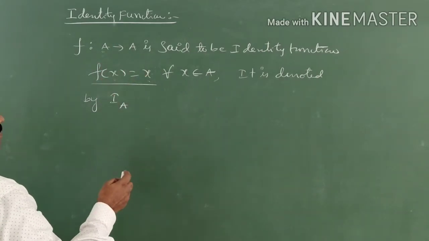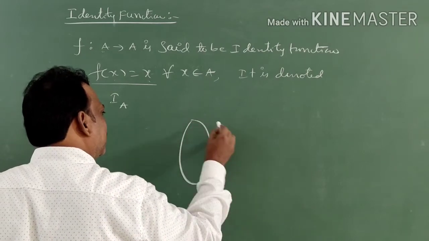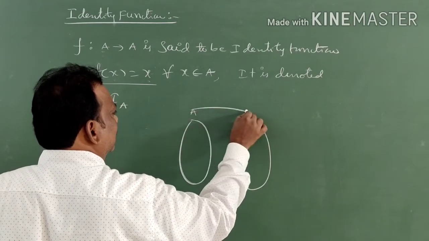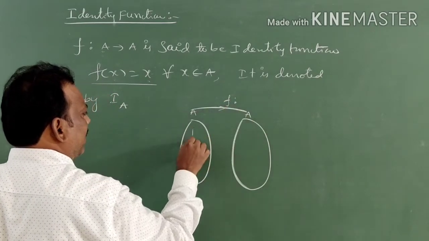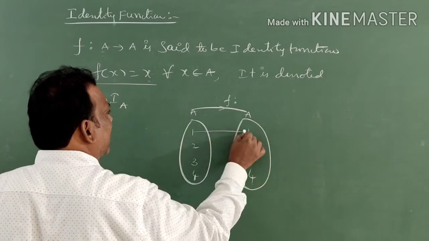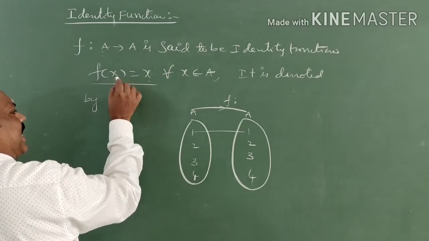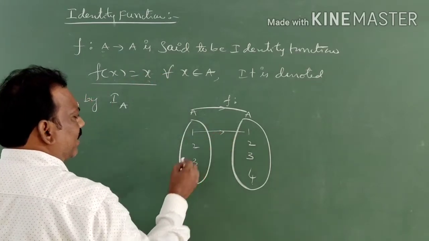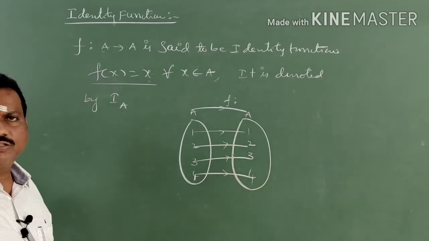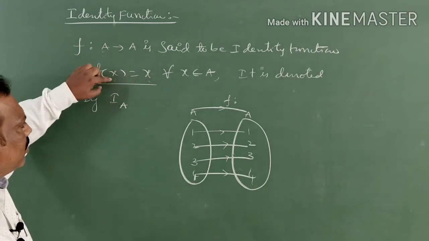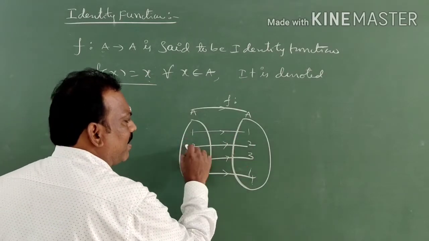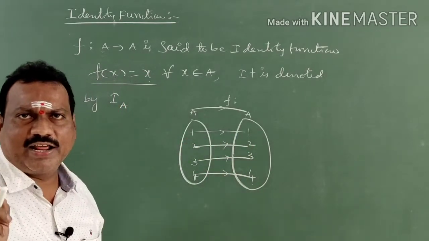So I can give an example. See here, this is a function from A to A, both the same sets. F is mapping from A to A, and the elements are 1, 2, 3, 4. Here also A to A means 1, 2, 3, 4. F of x is equal to x. If you take 1, the output must also be 1. 2, output also 2. 3, output also 3. 4, output also 4. So 1 to 1, 2 to 2, 3 to 3, 4 to 4. The elements should be identical, then only identity function is possible.